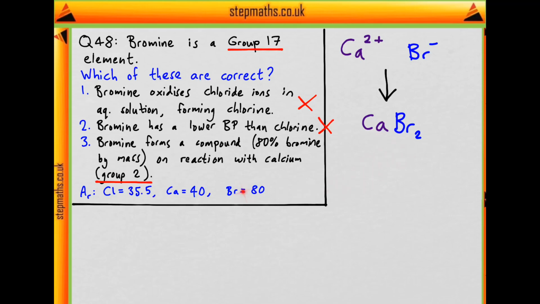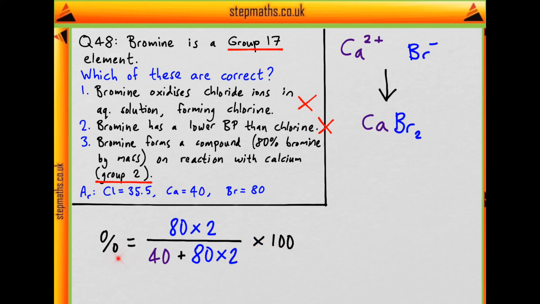And so how do you work out the percentages by mass? So we start with the bromine bit that we want. That's 2 times 80 because we have 2 bromines. And that's on the top of the equation. On the bottom we have 40 from calcium plus the bromine bit. This is the whole molecule on the bottom. And we times it by 100 to make it a percentage, which comes out as 80. So statement 3 is correct. So our final answer is 1 is wrong, 2 is wrong, but 3 is correct, which corresponds to answer D on the question paper.